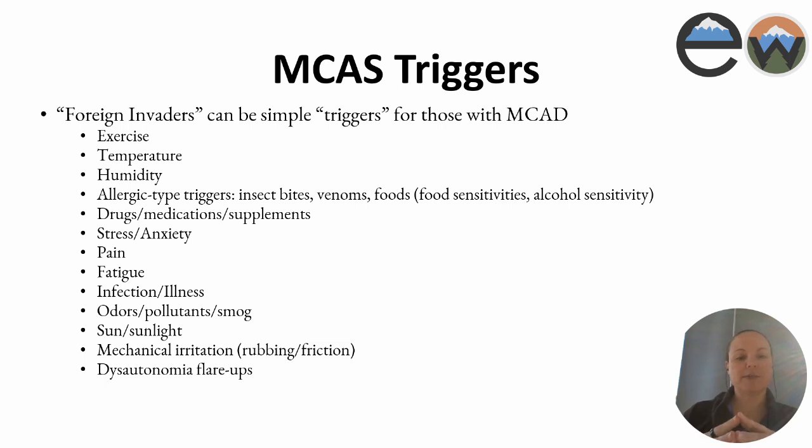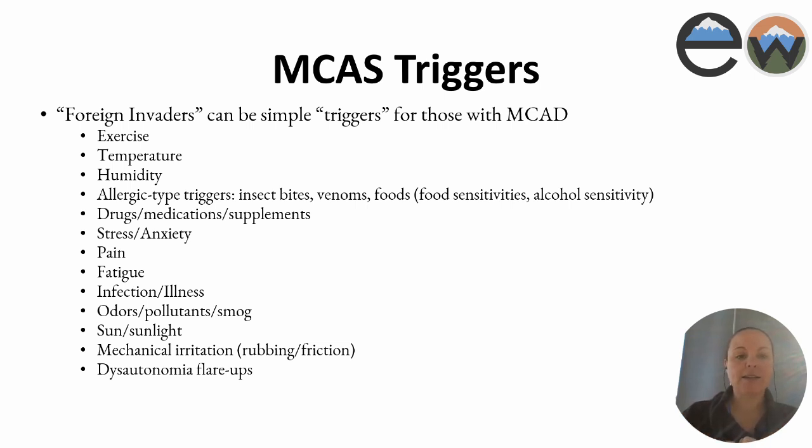There are allergic type triggers as well. So insect bites, any venom, or foods for an individual, whether it's particular food sensitivities or high histamine related foods. And then alcohol sensitivity. A lot of people that have abnormal mast cell activity do report that, and that's because of the higher levels of histamines within alcohol. Certain drugs, medications, and supplements, I'll have a little slide on that for some medications anyway, that actually might increase that mast cell degranulation again.